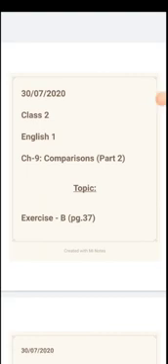Class 2, English 1, Chapter 9, Comparisons, Part 2. Topic for today is Exercise B given on page number 37.